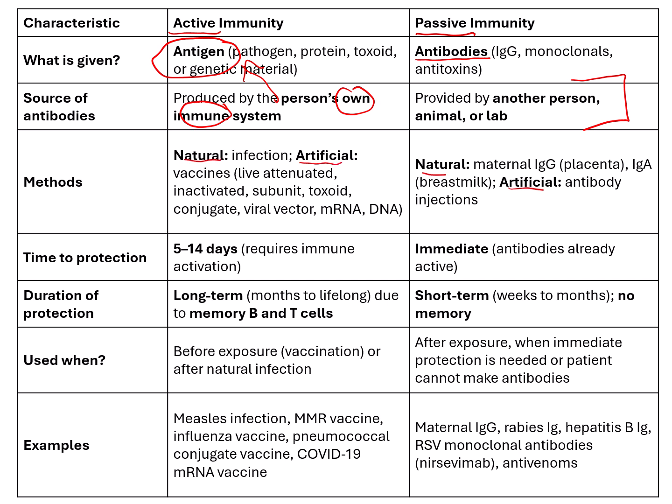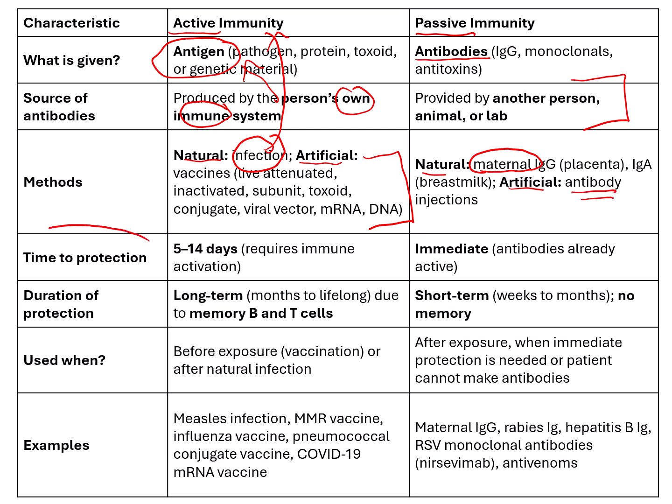For natural, this would be infection by the pathogen that gives you natural active immunity. Artificial would be through those vaccines we just talked about. In passive immunity, natural is maternal antibodies that are received. Artificial is antibodies from someone else that are injected.